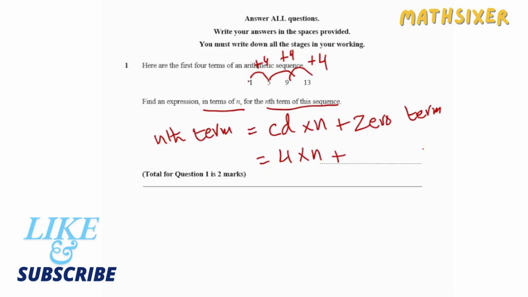What would be the 0 term, the term before this one? This is the 0 term. This is term number 1, term number 2, term number 3, term number 4. This is term number 0. So we do 1 minus 4, which leaves us with minus 3. So minus 3 is our 0 term, and our nth term becomes 4n minus 3. They're just asking for this. Write an expression in terms of n for the nth term of this sequence. So the nth term is 4n minus 3.